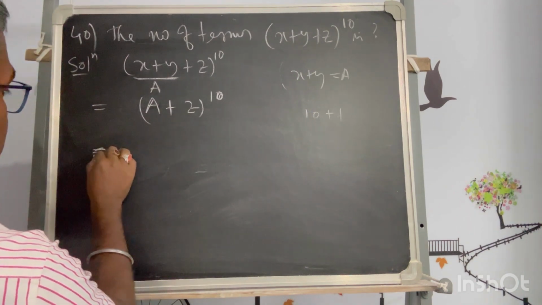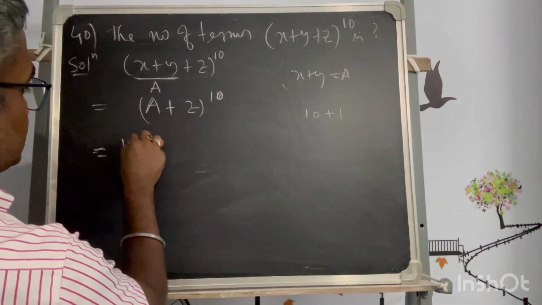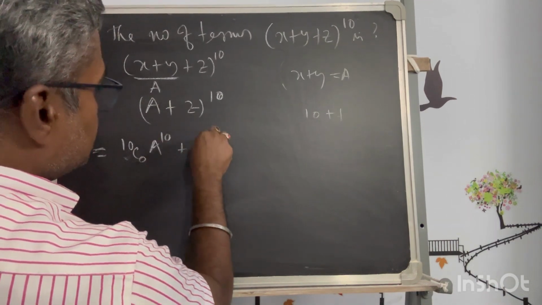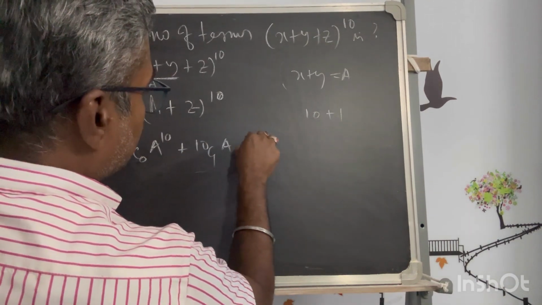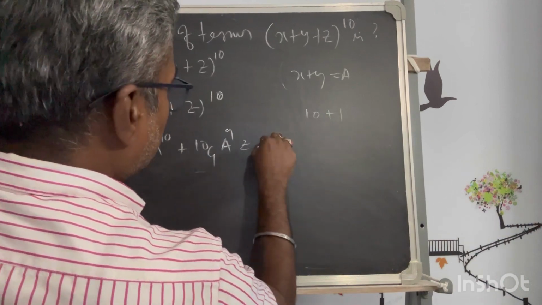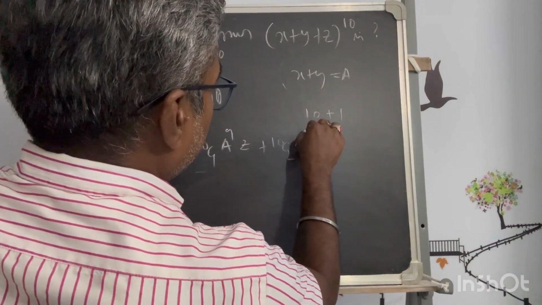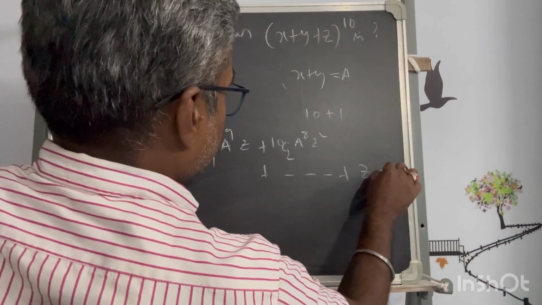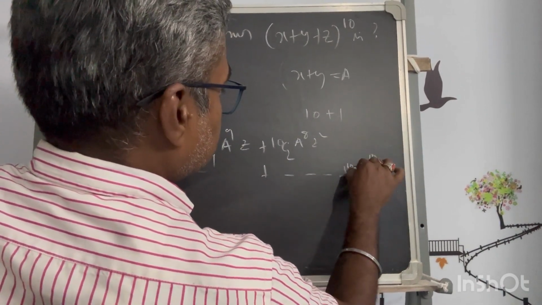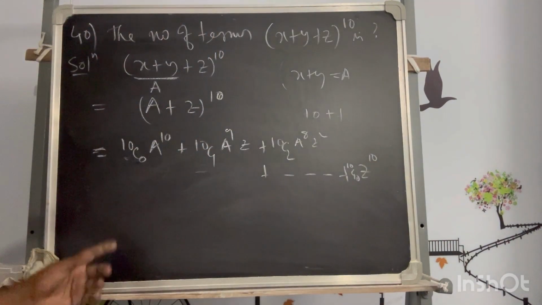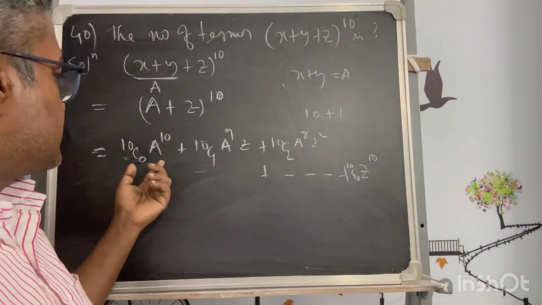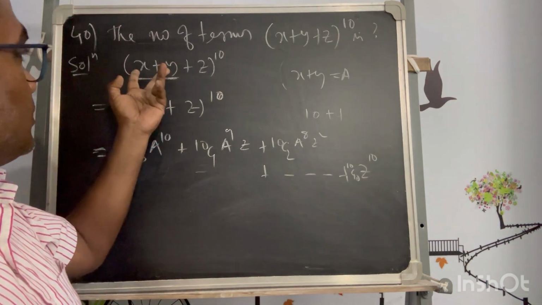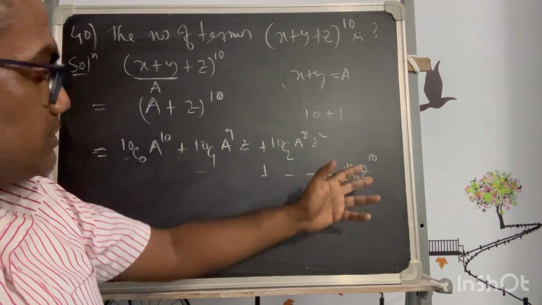And what are the terms? This will be 10C0 a^10 plus 10C1 a^9 z plus 10C2 a^8 z squared and so on, and at the end z to the power 10 with 10C10. Understand? Because this is being expanded assuming this is a whole term which is represented by a.